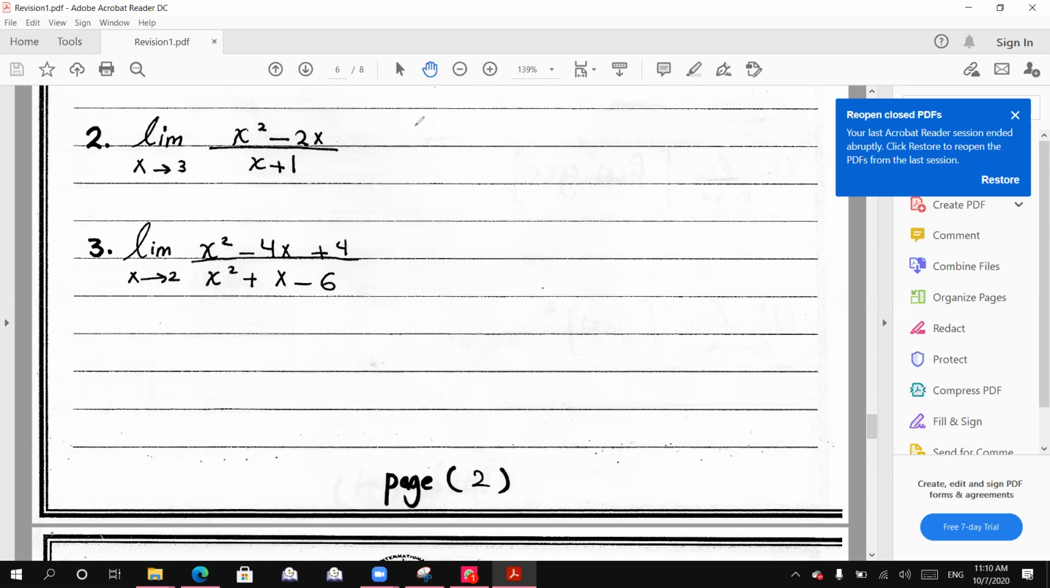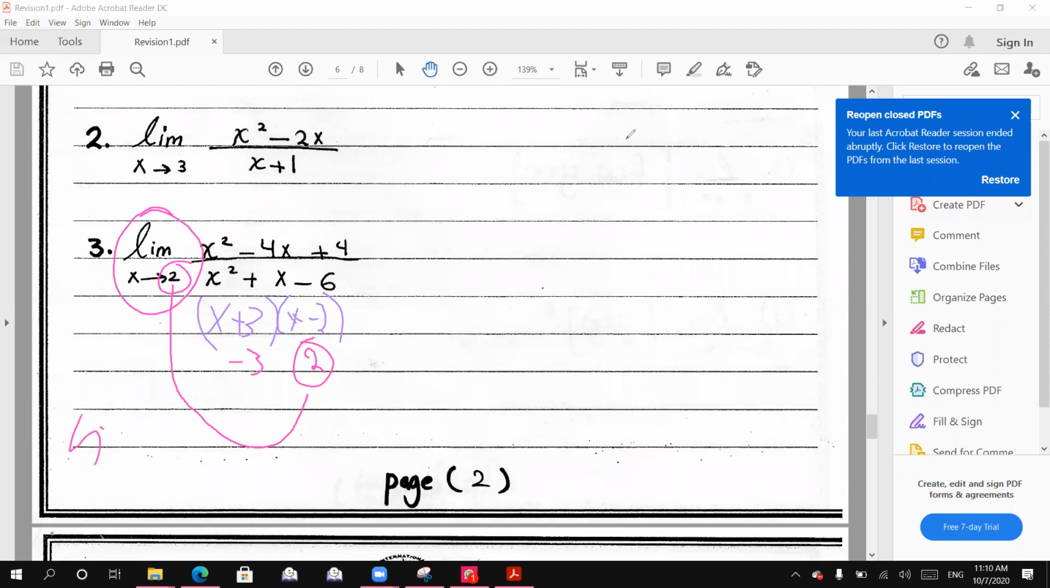Now, here we have a rational. We have to find the zeros of the function. The denominator factorizes as x plus 3 times x minus 2. What are the zeros of the denominator here? It is negative 3 and 2. Okay, so look at the limit here. What is the value of x that it approaches? It is 2. And since 2 here is the same as 2 here, what do I have to do?